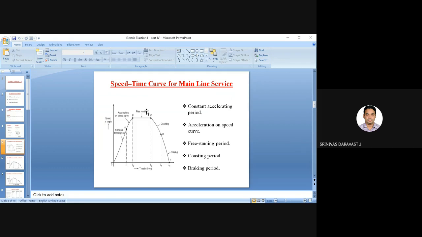It's a very important question: speed time curve of train movement.